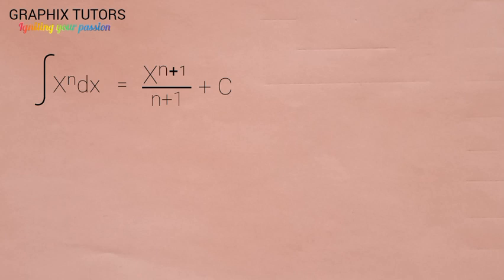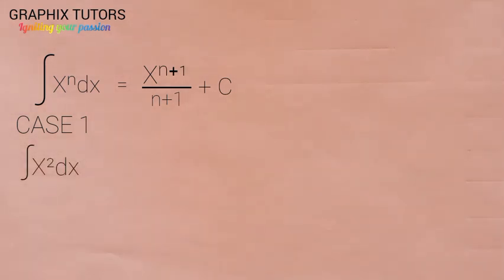Now let's take different scenarios. Case 1. If you are told to integrate x squared dx, like I said earlier, you are going to add 1 to the power and you divide by the power. That shows you've integrated. So I'll be having x raised to power 2 plus 1 all over 2 plus 1, plus c. Now when you add 2 plus 1, you'll be having 3. So we'll be having x cubed all over 3 plus c, right?